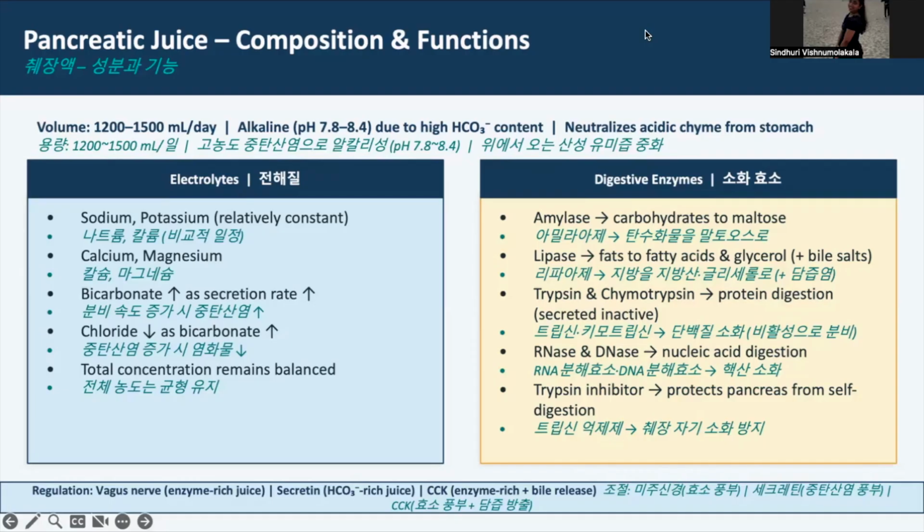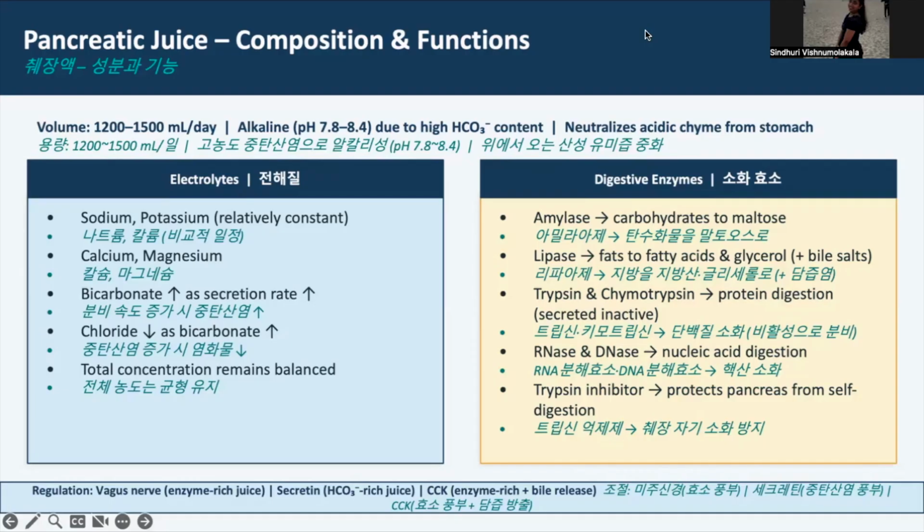Chymotrypsinogen, which is also in inactive form, is activated by trypsin to form chymotrypsin. It digests proteins to small polypeptides. Ribonucleases and deoxyribonucleases split the nucleic acids of ribose and deoxyribose type into nucleotides.